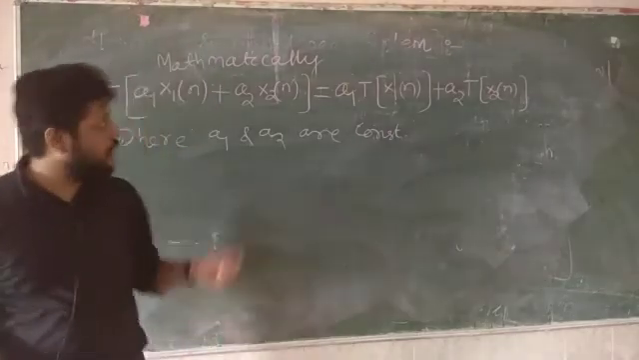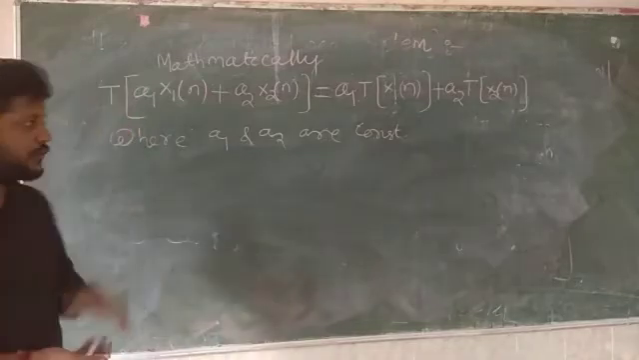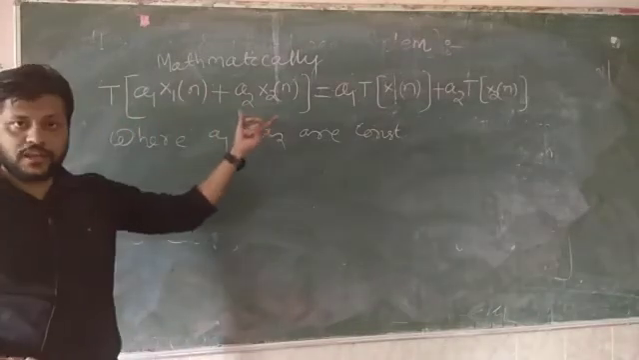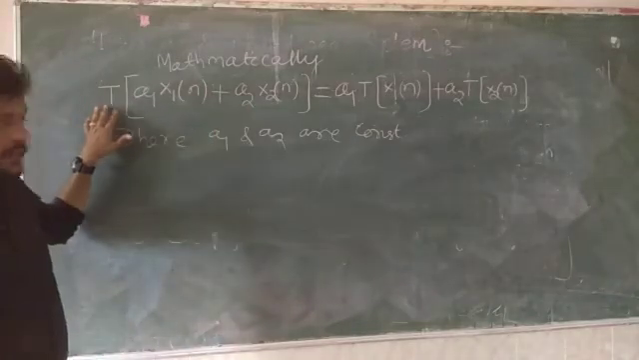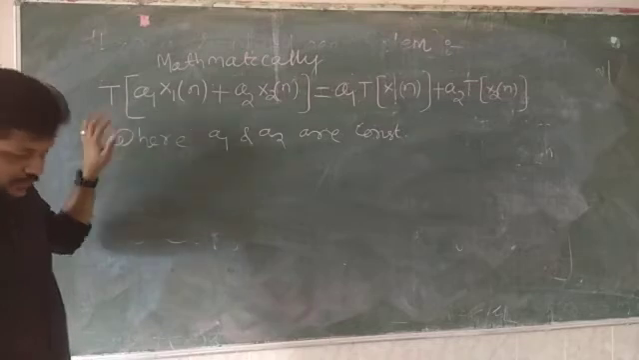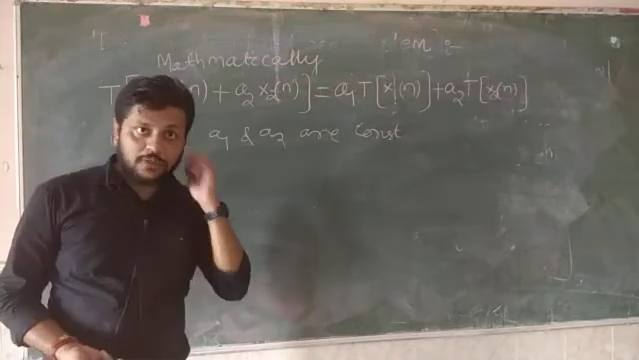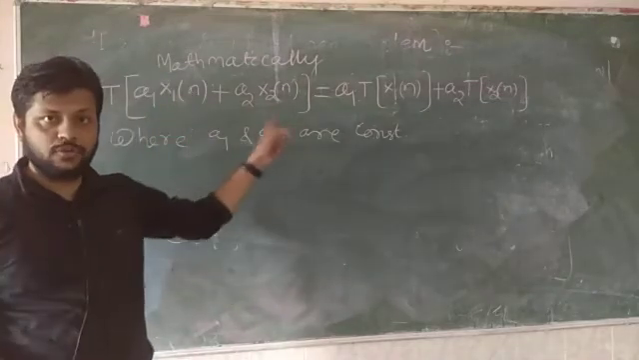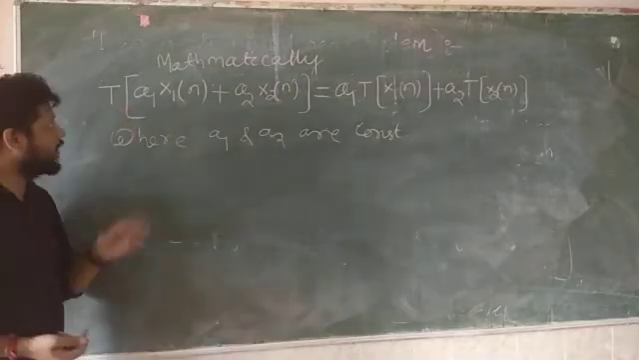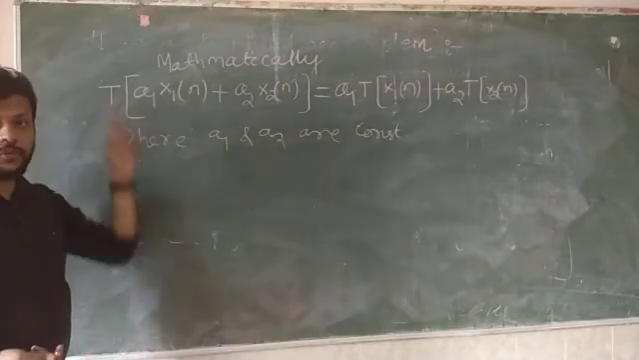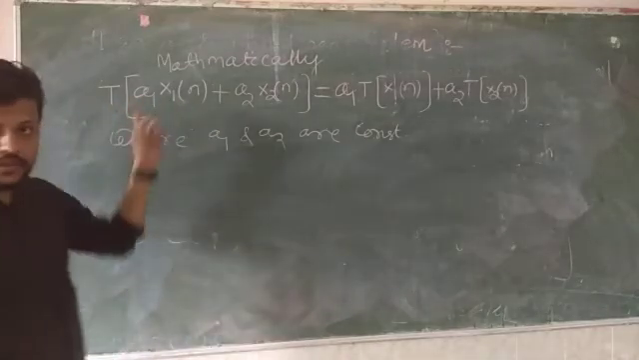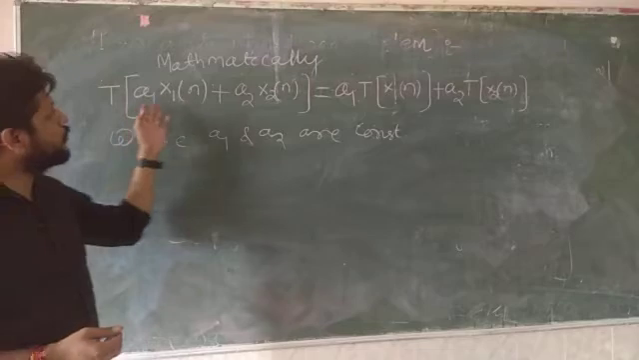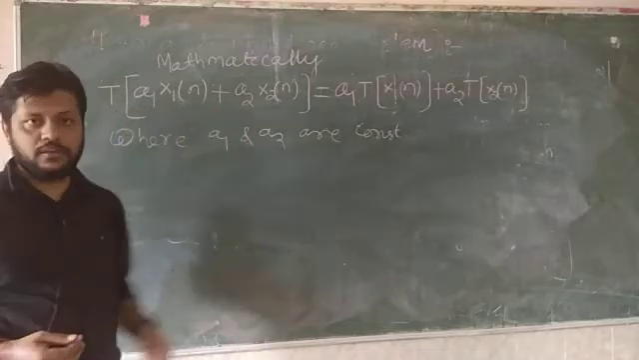So mathematically, how to write this? This is the expression: sum of the weighted samples. You can see here, this is the response. Here T denotes the function, because the output is a function of these two weighted sum of signals. Why weighted? A1 and A2 are the coefficients, and that is the weight of the signal. We can write here as 2x1n plus 3x2n, like that.